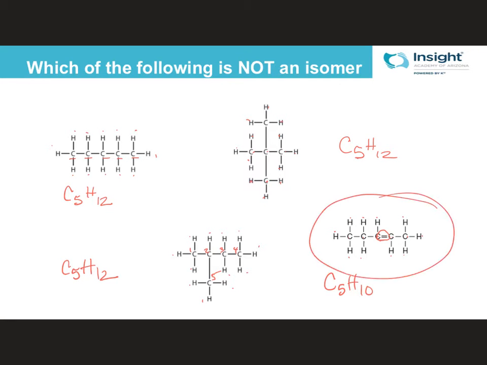All right, so this is our non-isomer. This is actually a totally different compound because it has a different number of hydrogens. The other 3 have the exact same formula, and they are structural isomers of each other.